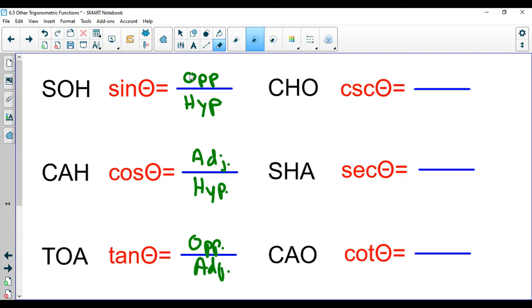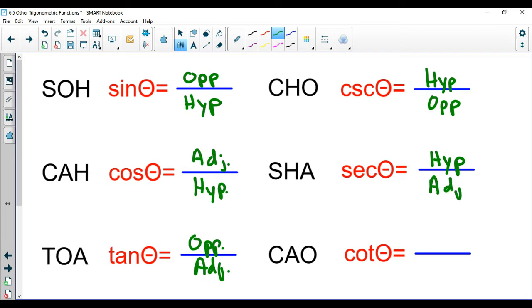And then we've got our reciprocal trig functions of cosecant, secant, and cotangent over here. And my acronym for these is CHO, SHA, KO. Both of these acronyms are pretty silly, but hopefully this can help you remember what you're doing here. So CHO means cosecant is hypotenuse over opposite. Secant is hypotenuse over adjacent, and cotangent is adjacent over opposite.